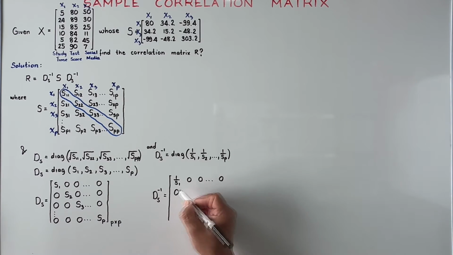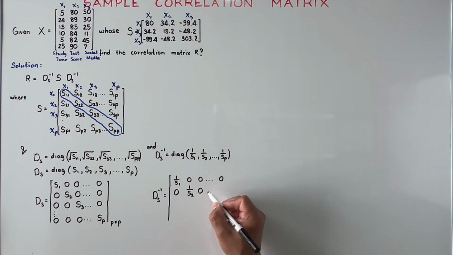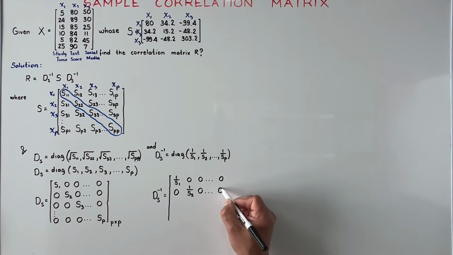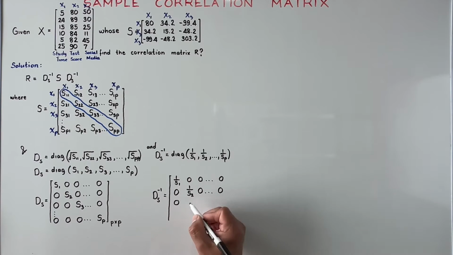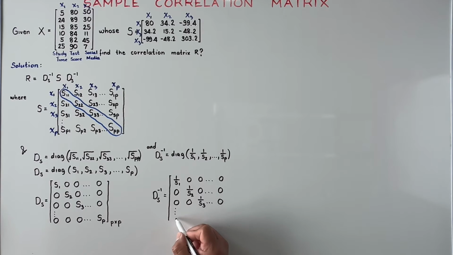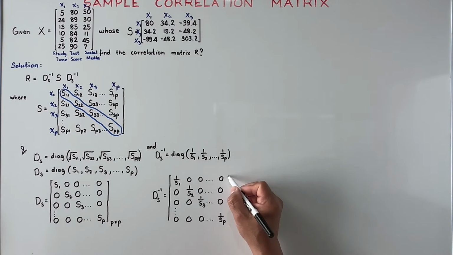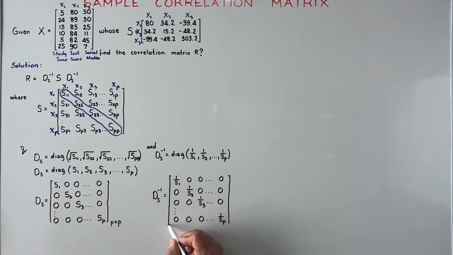So we have 0, 1 over S sub 2, which is the standard deviation of the second variable, and all the rest are zeros. So we have here 0, 0, 1 over S sub 3, which is the reciprocal of the standard deviation of the third variable, and so on up to the last row, which are all zeros, but the last element is the reciprocal of the standard deviation of the last variable.